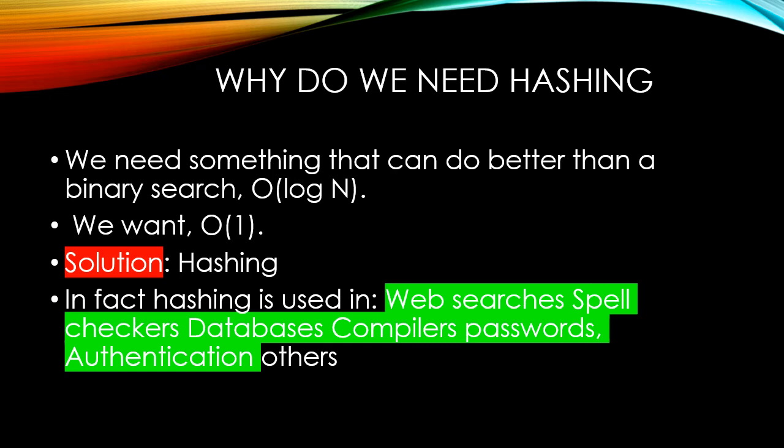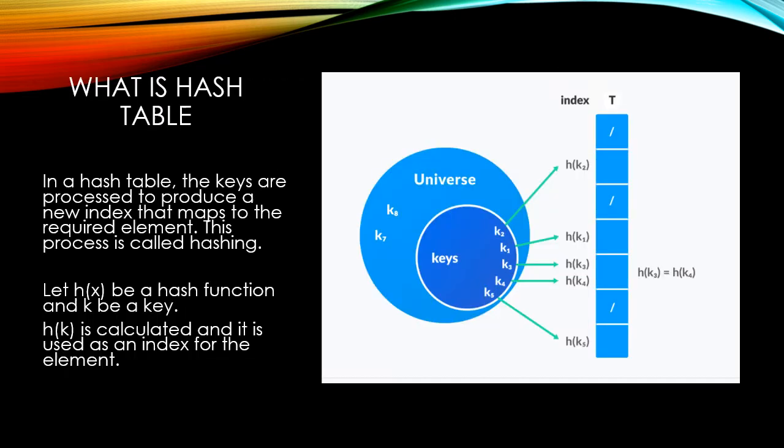Here we can see that binary search takes order of log n, and there is one good technique for searching, which is hashing. It takes order of one time, and its applications are almost everywhere. There is web search, there is the relational database example I gave previously, that's also an application of hashing. Compilers are one application, and then password authentication is another application of this hashing technique.